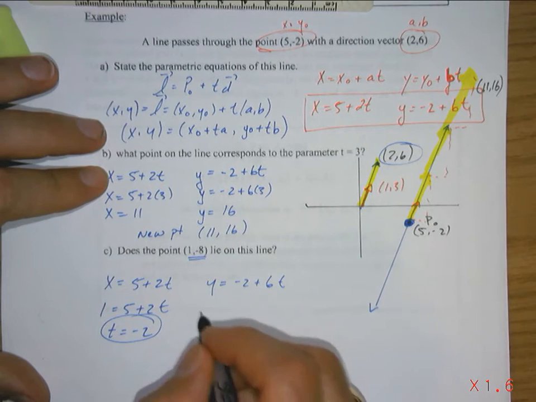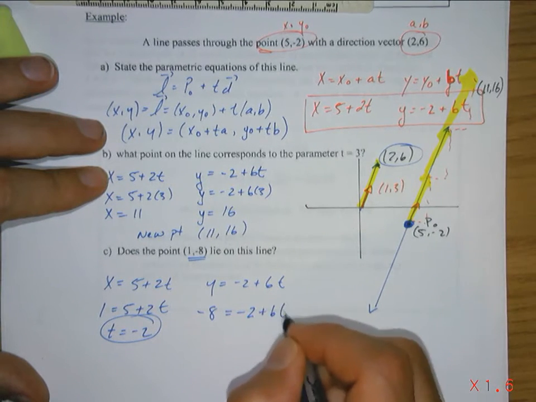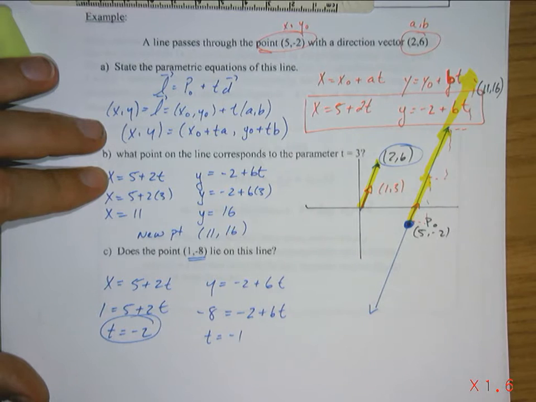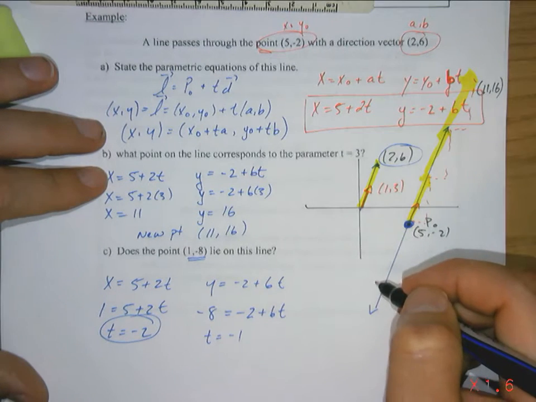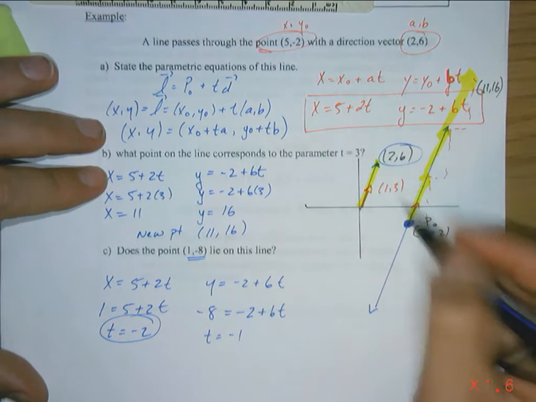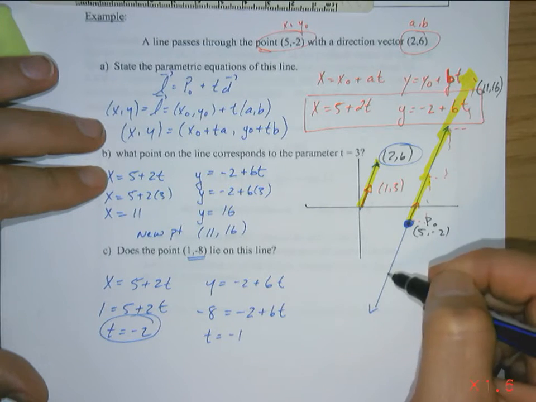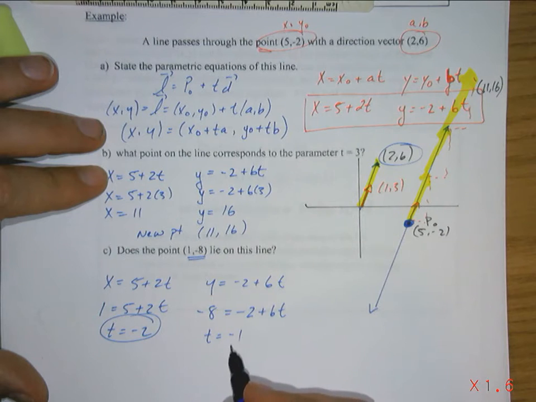So we take the -8 and we plug it in. We take the 2 over, it's going to give you -6. We divide both sides, it's going to be t equals -1. That's a problem, because what that means is to get to that point, 1, -8, I need to go -2 direction vectors this way, but I only need to go -1 to be able to get the y value. I need to go 2 for the x value, but only 1 for the y value.